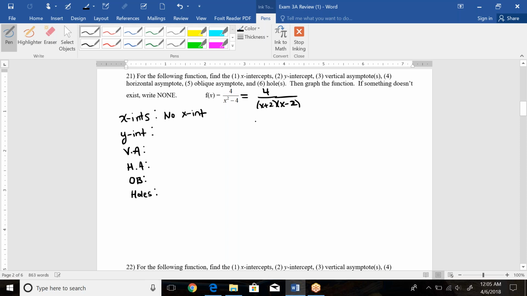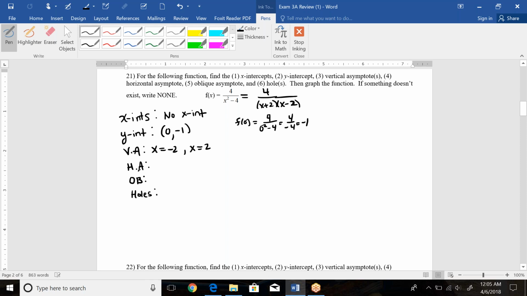Y-intercepts are found by plugging in 0 for all of your x's. So f of 0 is 4 over 0 squared minus 4. That's 4 over negative 4 or negative 1. So that would be the ordered pair 0, negative 1. Remember, vertical asymptotes from the previous problems are found where you would have a factor still in the denominator that doesn't cancel out. So this first one, if you solve it, you'll get x equals negative 2. And if you solve the second one, you're going to get x equals positive 2, setting them both equal to 0.